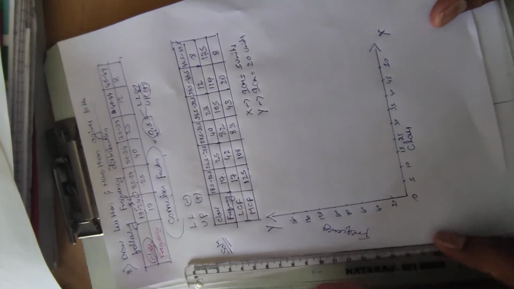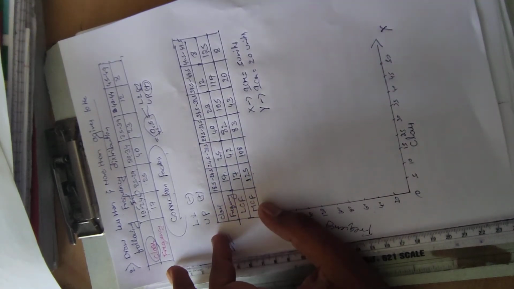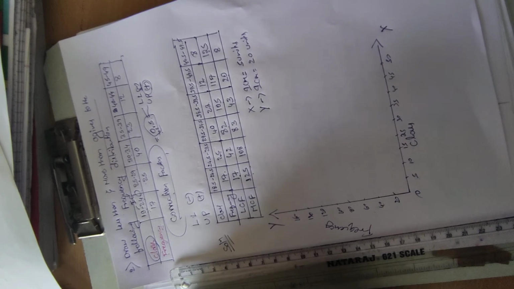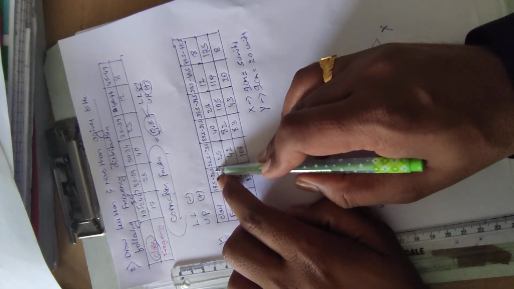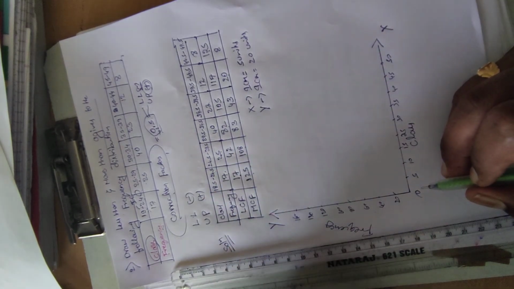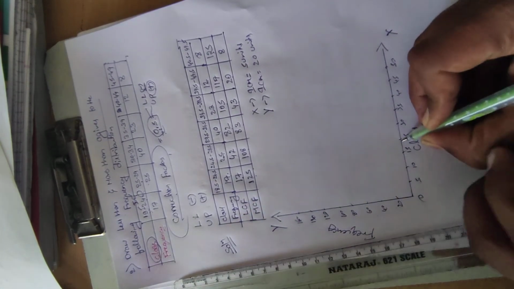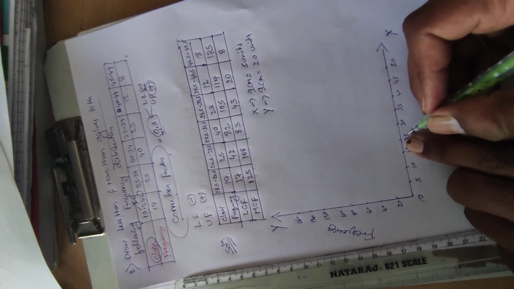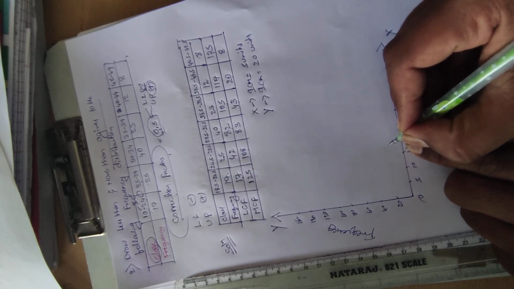Okay, first we have to identify the LCF. If you want to draw a LCF, we require upper limits. So 24.5 in the first class interval, the upper limit is 24.5. So 24.5 will come here. The value of frequency is 17. So 17 will come here.